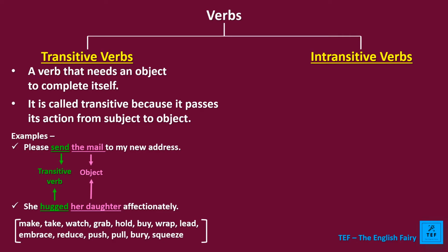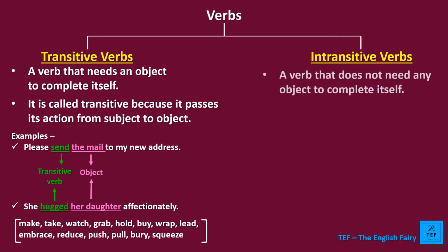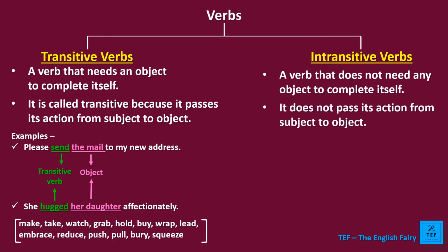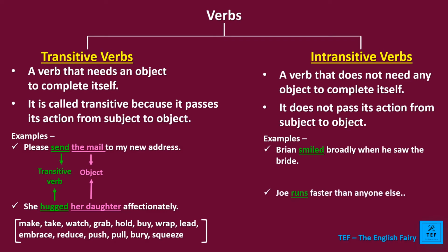verbs. An intransitive verb is a verb that does not need an object to complete itself. It does not pass its action from subject to object. For example, Brian smiled broadly when he saw the bride. Joe runs faster than anyone else.